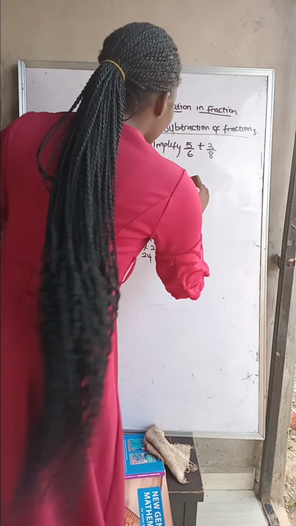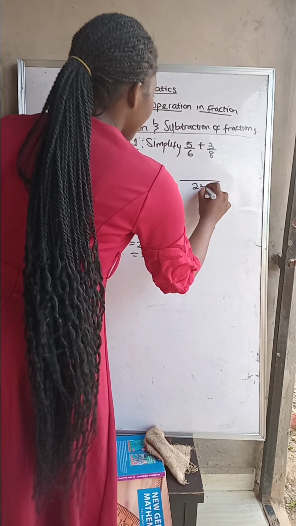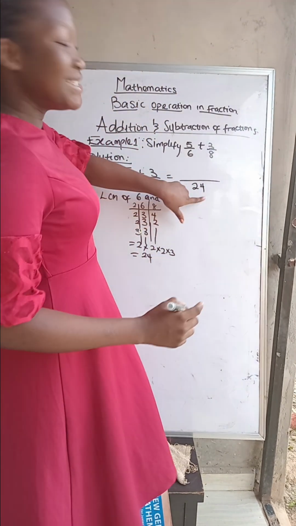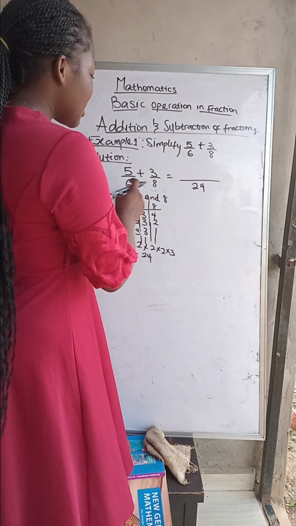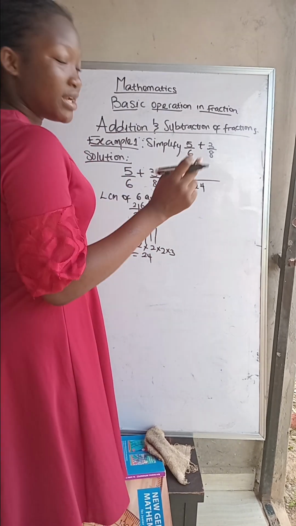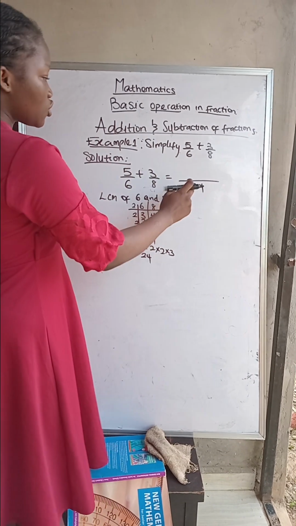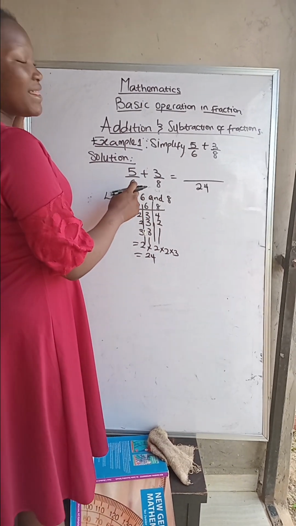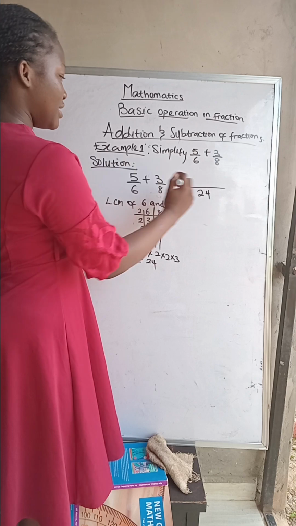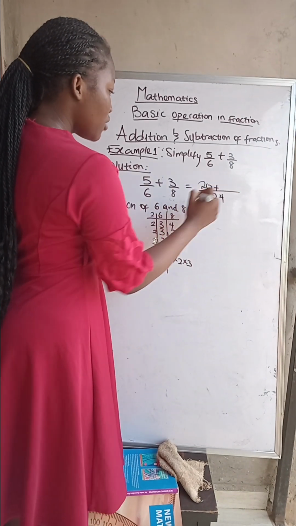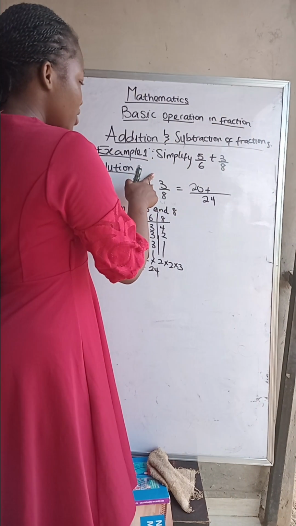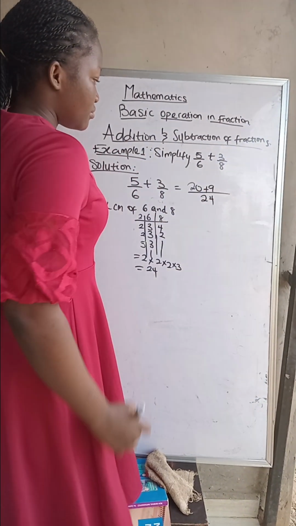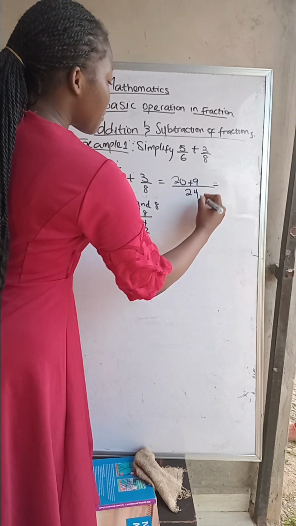So what do we have now? 24 is going to be the denominator here, because 24 is what can divide both 6 and 8. Do you understand that? So now this is how we do it. 24 divided by 6 is what? That is 4, times 5 is 20. Plus 24 divided by 8, that's 3, times 3 is what? 9. So we have what? 20 plus 9 is what?